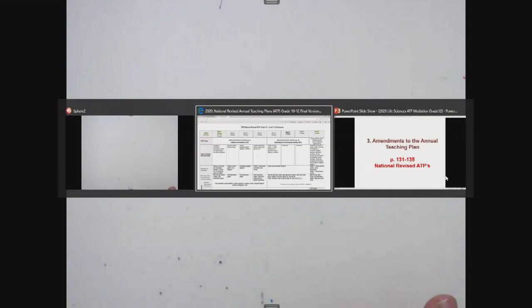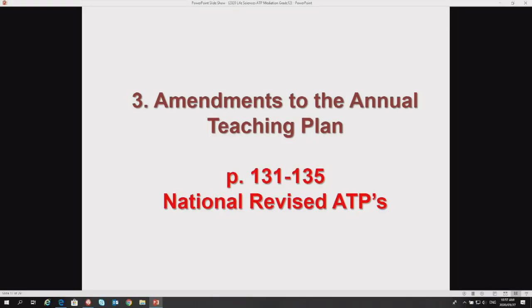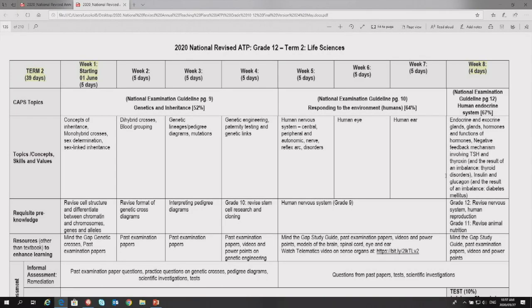With that in mind, let us go back to the ATP. Now you see the days that I'm referring to. If we start on the 1st of June, then 5 days, as I already explained, will be 5 days from there. The same with week 2, 3, 4, etc.